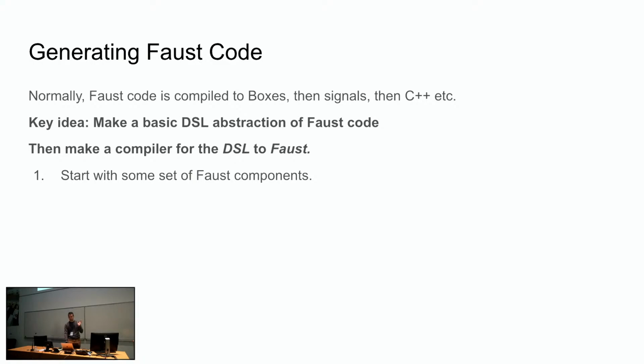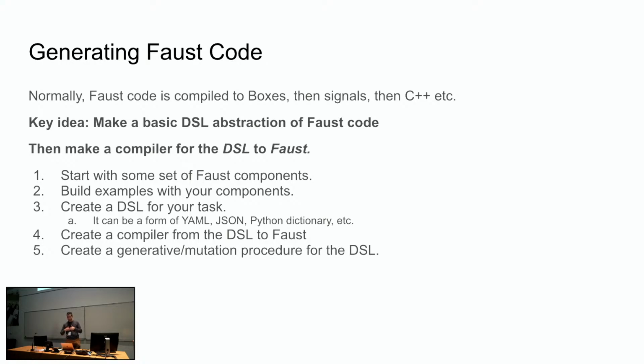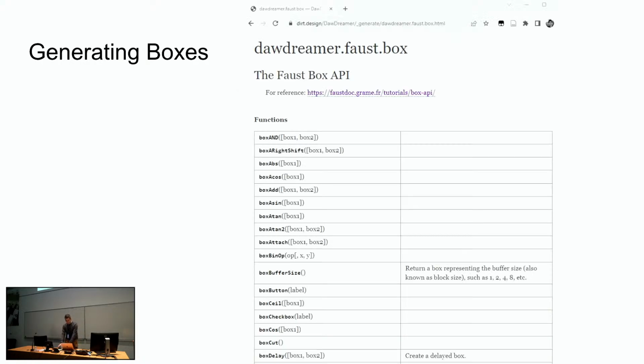So to recap, you start with some set of Faust components, then you build some examples with your components just for practice. Now you create a DSL for your task. That DSL can be a form of YAML, JSON, Python dictionary, or anything else you come up with. And ChatGPT is especially helpful for teaching people like myself about making DSLs. You can use things like ANTLR and Lex and Yacc, and you can get creative in terms of making your own DSL on top of the Faust programming language. And for things like JSON and Python dictionaries, Faust GPT is really excellent at that, so it'll have some interesting suggestions for you. Then you create a compiler from the DSL to Faust, and then you create a generative mutation procedure for the DSL. And once you do that, you're able to have generative Faust code.